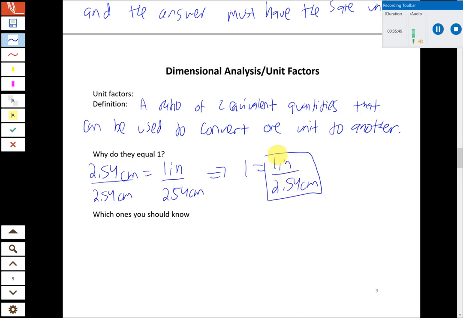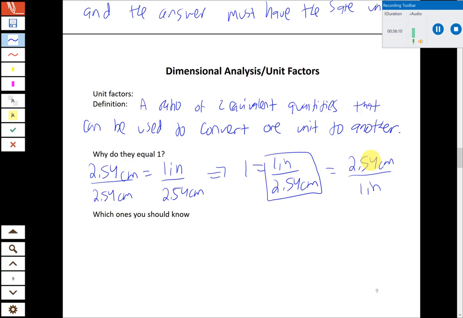It's two equivalent quantities written as a ratio, 1 inch on the top, 2.54 centimeters on the bottom. We could also write this as 2.54 centimeters divided by 1 inch. So unit ratios, unit factors can be written in both ways, and they're both equally valid. Okay, so when you write quantities in this way, you can then convert between inches and centimeters.